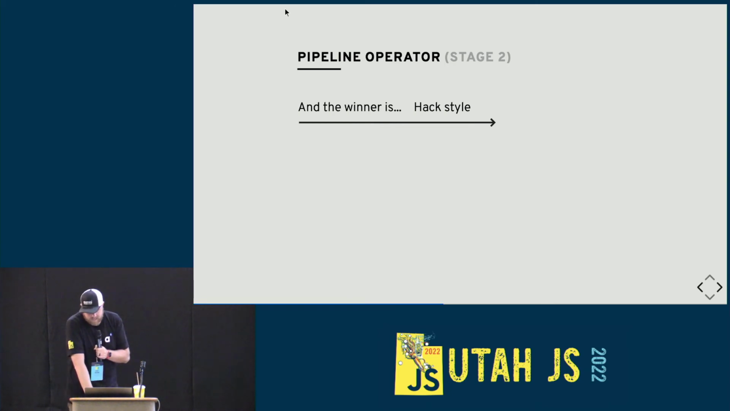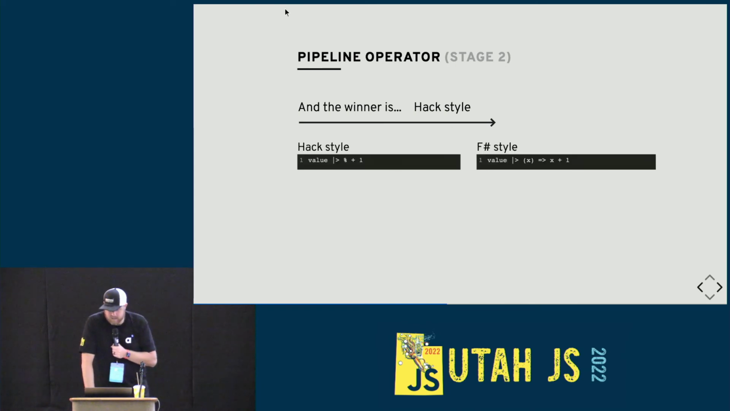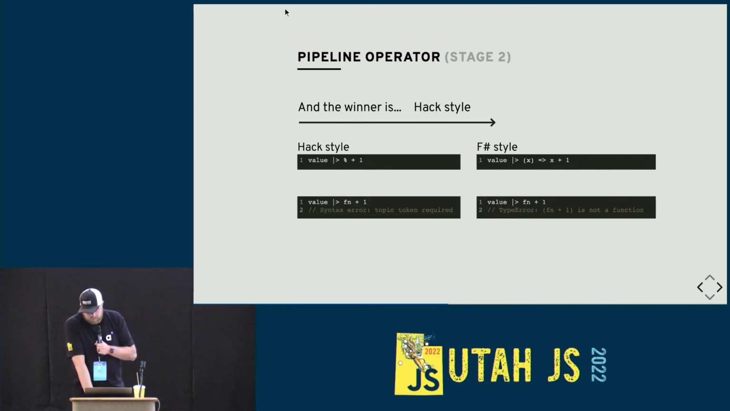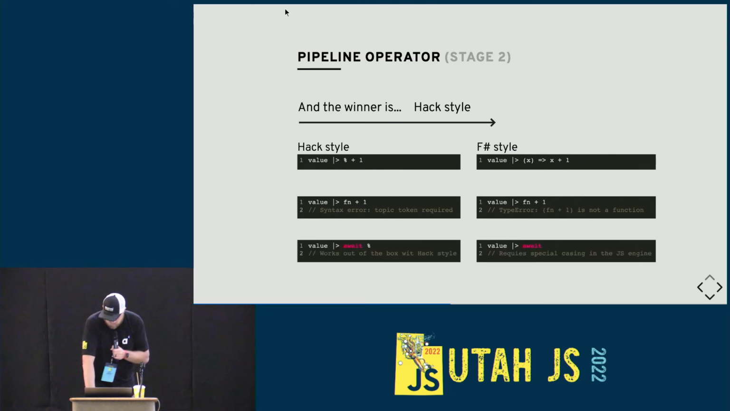As the committee sees it, the hack style has a few advantages over F-sharp. With hack style, any expression can be used on the right-hand side, and for F-sharp, only unary functions are permitted. In some cases, the hack style is able to fail early with a syntax error, whereas F-sharp would fail only at runtime. And the hack style already works with async and yield, and F-sharp would have to special case them if they were going to be made to work.